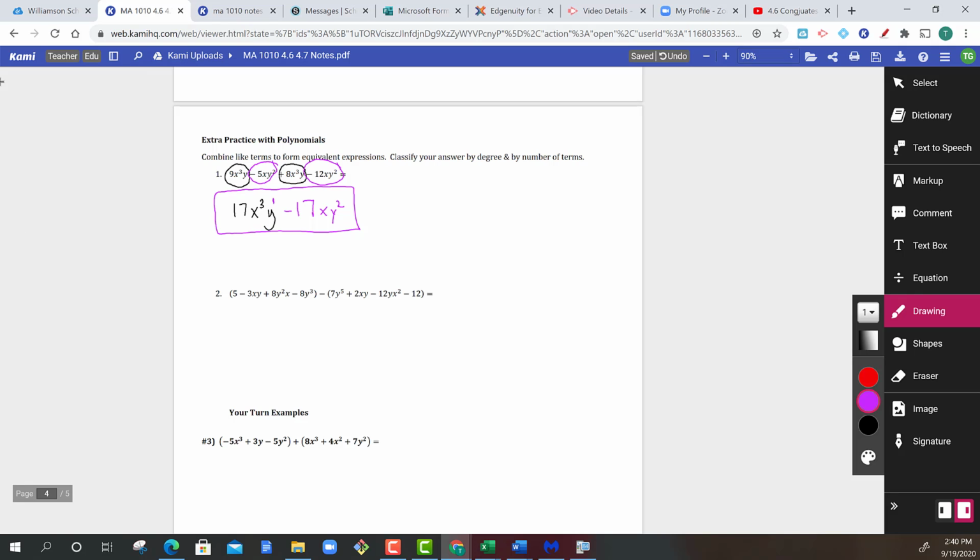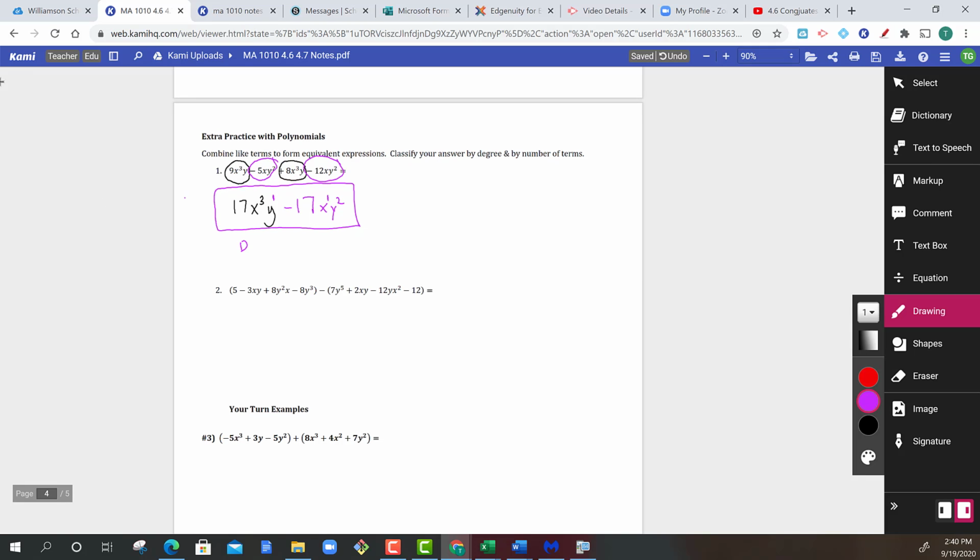The degree for this problem is 4. Because again, we look for the highest exponent or the highest sum of exponents. So that first term has a sum of 4, and the second term has a sum of 3. So this is a degree 4, which means it is a quartic.